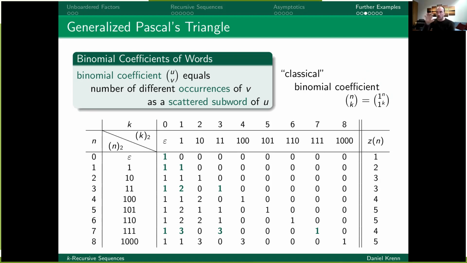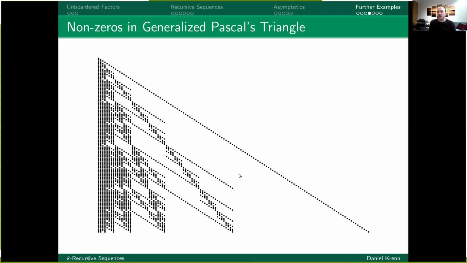For this example, we will be interested in how many entries in each line are non-zero. That's the number set of n given down here. We want to do asymptotics of that, or at least of the summatory function of that function. Briefly zooming out, that's a nice picture of these non-zeros in this triangle.